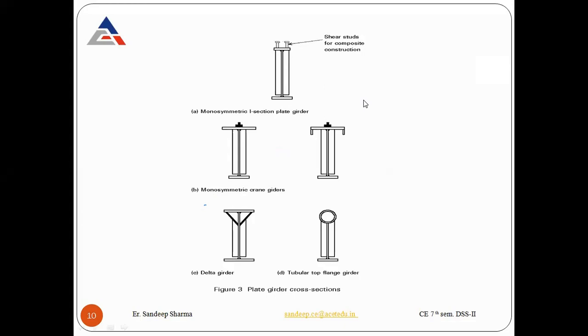So here you can see the shear stud for composite construction. Like above the plate girder, as you can see in bridge construction, this is the shear stud that we provide above the flange section for composite construction. There will be the deck slab above that, and the concrete will be cast with these shear studs as well. So that's why we call it the shear stud for composite construction.